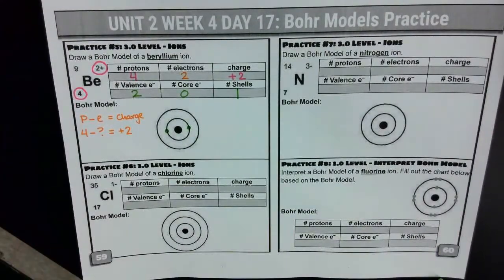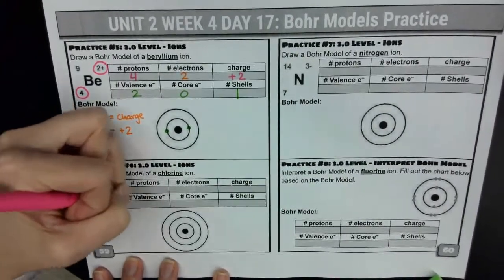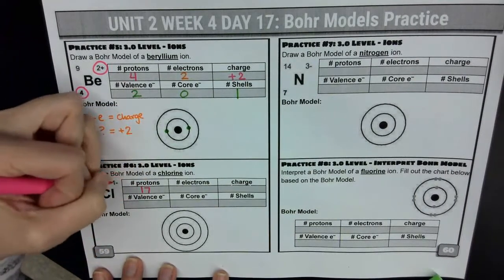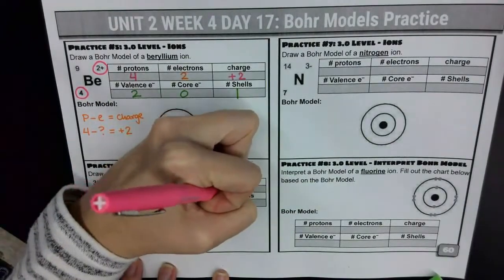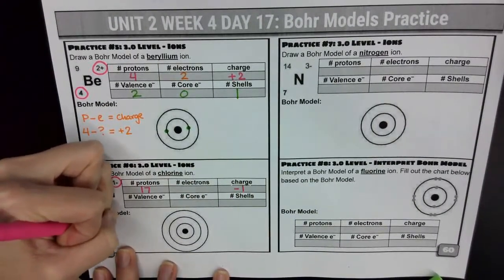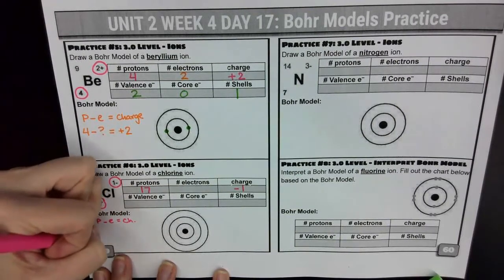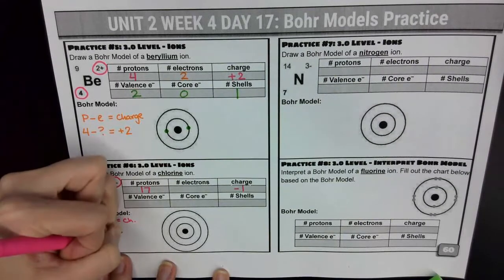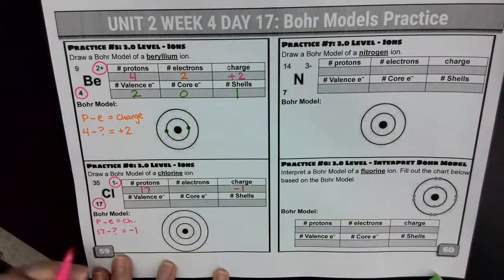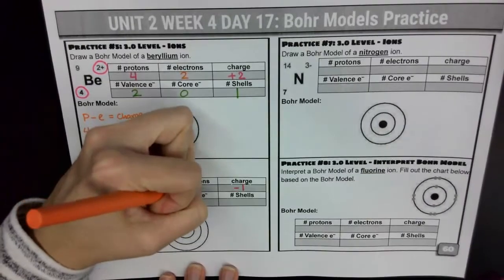Okay. Let's take a look at our next one. Again, my protons are down here, so that's 17. My charge is up here, and that's going to be negative 1. So I know that protons minus electrons equals my charge. If I have 17 protons, how many electrons would I need to get an answer of negative 1? I need 1 more electron than I have protons. So the number of electrons is going to be 18.